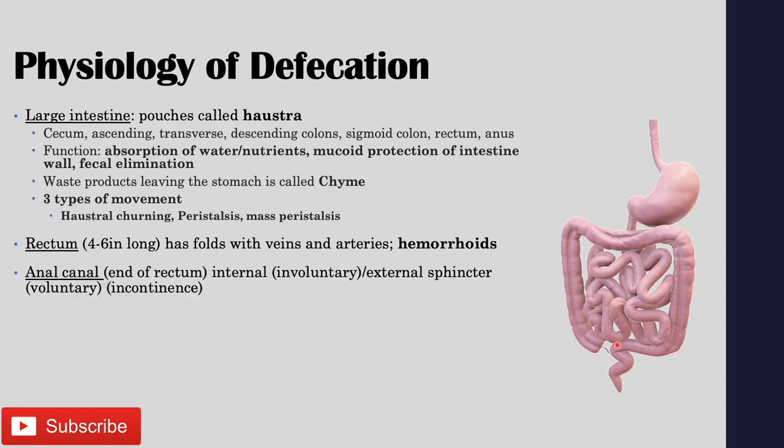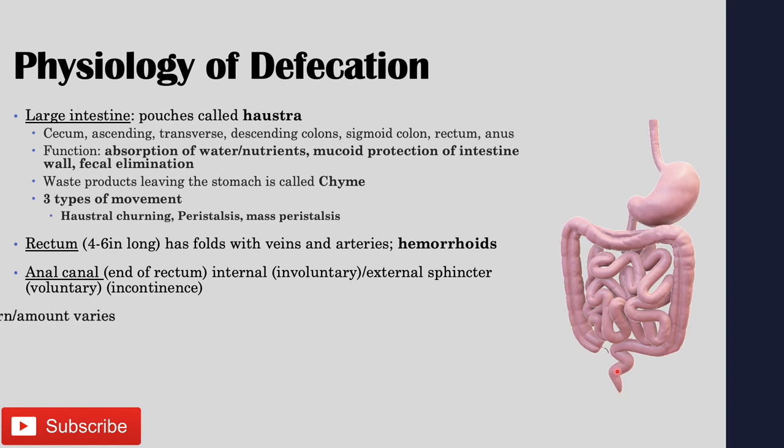And right after the rectum, we have the anal canal, which is about 1 to 2 inches long, and it contains sphincters. You have the internal sphincter, which is involuntarily controlled by the autonomic nervous system, and then you have the external sphincter, which is voluntarily controlled, which means that we can control our external sphincter, so it allows us to be able to defecate.